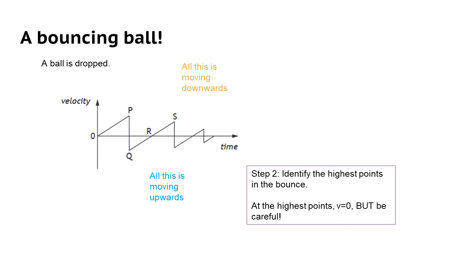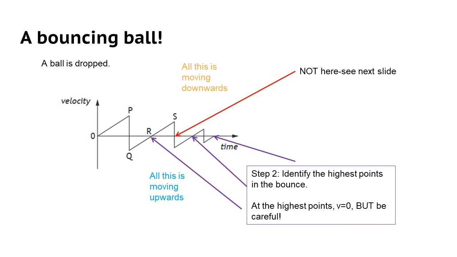Step 2 is to identify the highest points in the bounce. Well, actually very similar to what we had before. The highest points are where the velocity is 0, but you've got to be a wee bit careful. So that's a high point, that's a high point, and that's a high point. However, that is not, and we'll explain why. There's a couple of points of this. There's that point there, and that point there. These are not high points, and we're going to explain what's happening in these sections in the next slide.